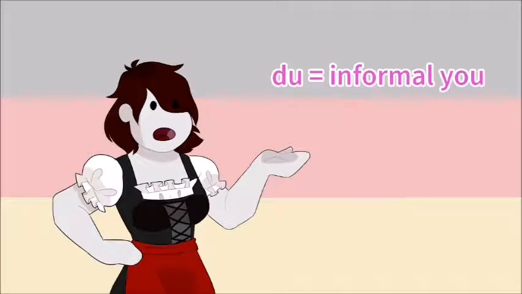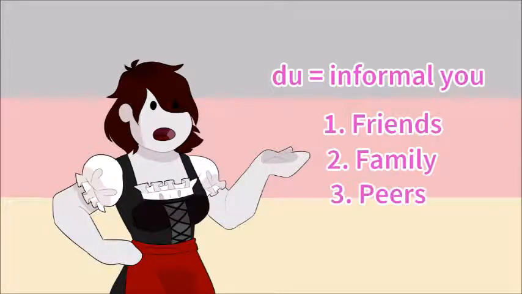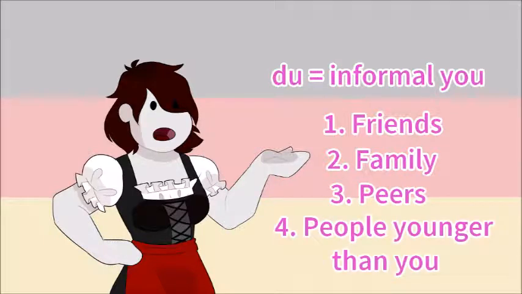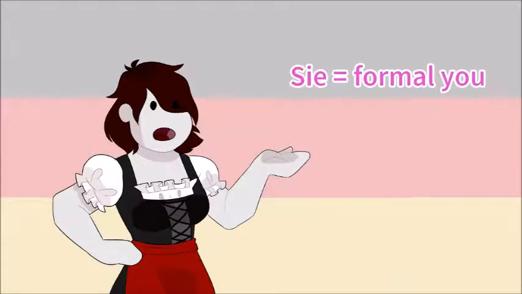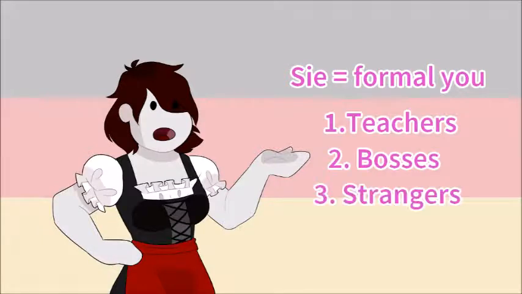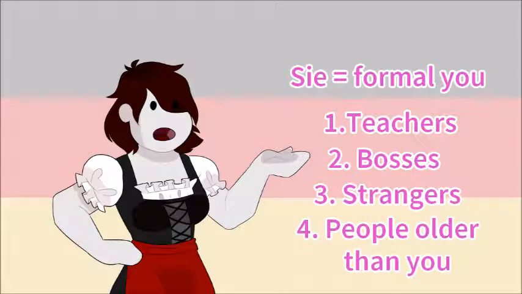So, du is the informal you. You'll use this with friends, family, your peers like classmates, and people who are younger than you. Sie is the formal you, and it always has to be capitalized, and you'll use that with your teachers or bosses, but you'll also use that with strangers and anyone who's older than you.